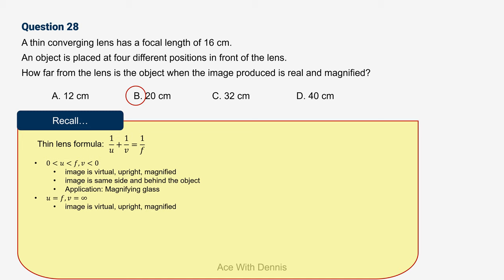The second case is when u equals f and v is at infinity. For this case, the image formed is virtual, upright and magnified. Image is at infinity. One common application is spotlight projecting parallel beam.